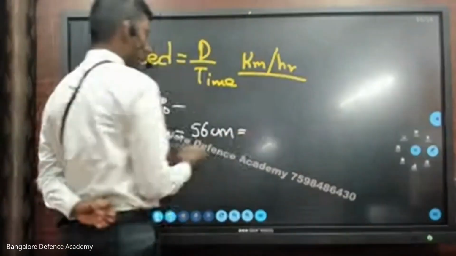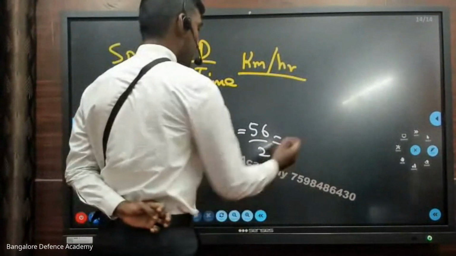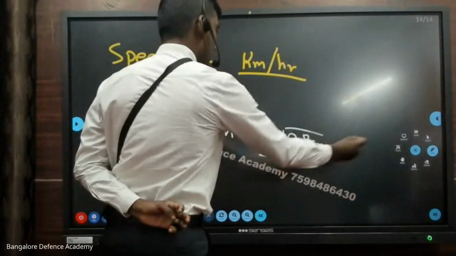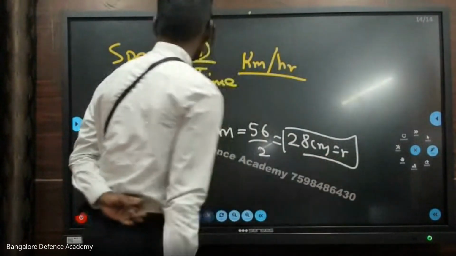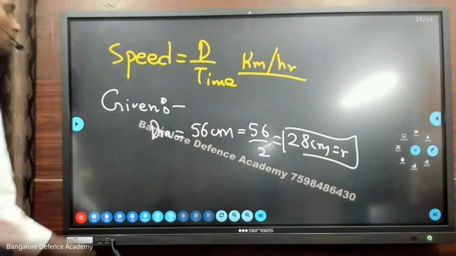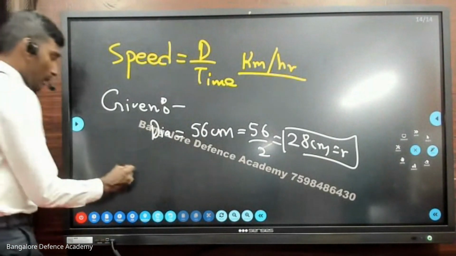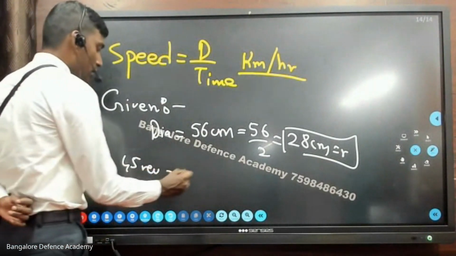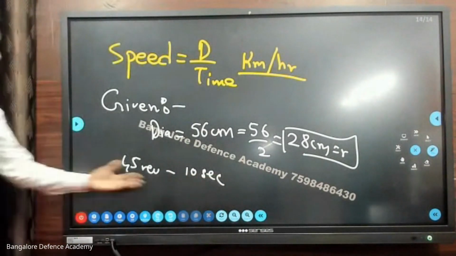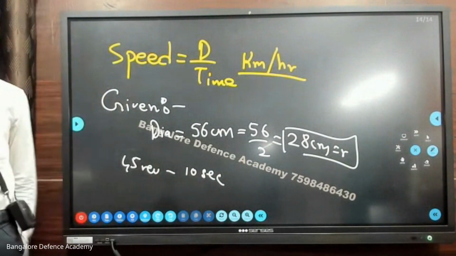How much is it? 56 centimeter. If I want to find the radius, can I say it is half of this diameter? So how much do you get? 28 centimeter is the radius. Okay, so keep this in mind. Next, what data have they given? The wheel makes how many revolutions? 45 revolutions in how many seconds? 10 seconds. In 10 seconds, the wheel is going 45 times. That is what they have given.